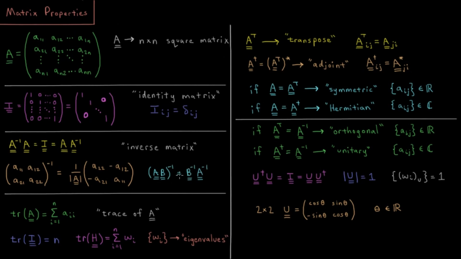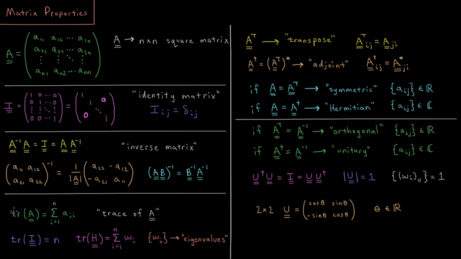You should be able to convince yourself that if you substitute in B to the minus 1, A to the minus 1 here, next to A times B, the A to the minus 1 times A cancels and gives you an identity, and that leaves you with B to the minus 1 times B, which also gives you an identity.